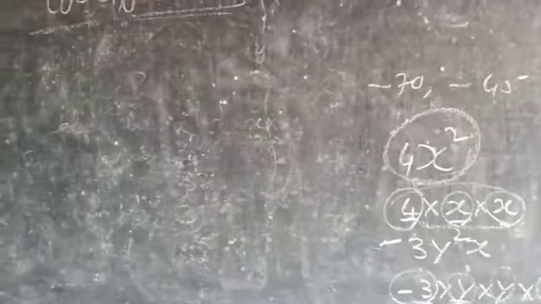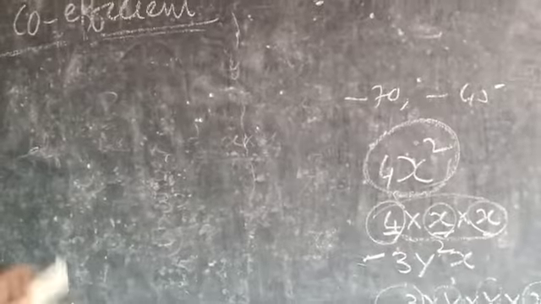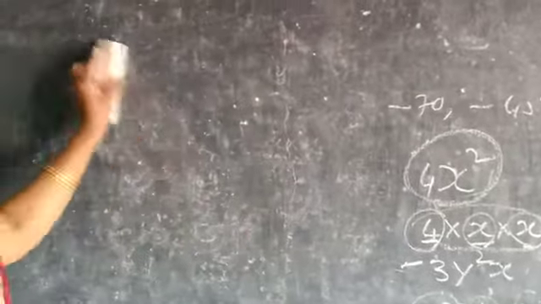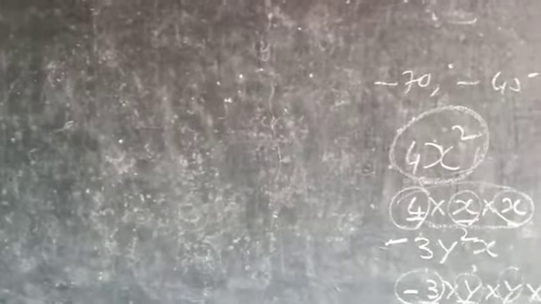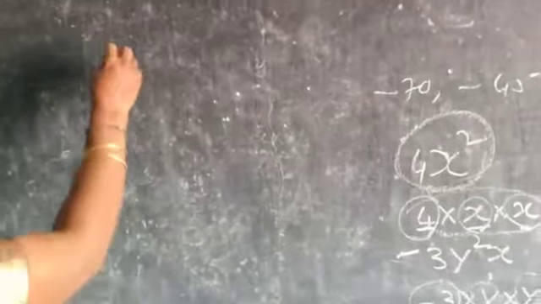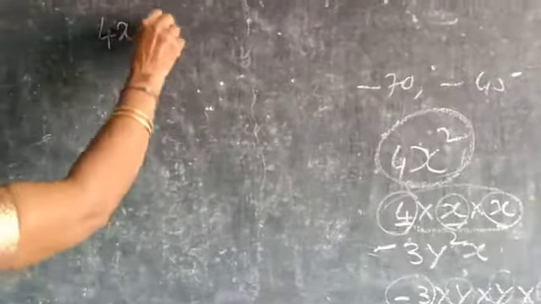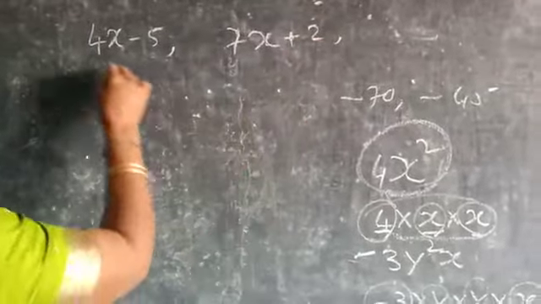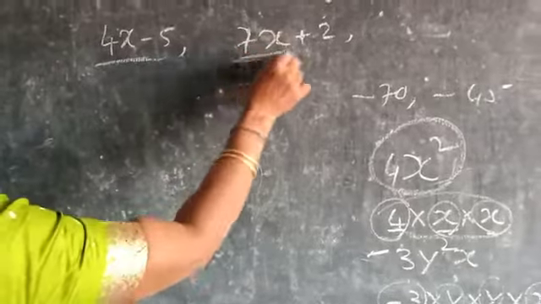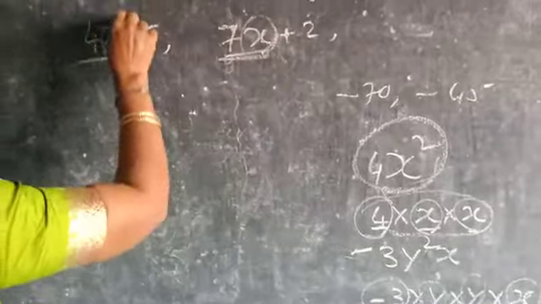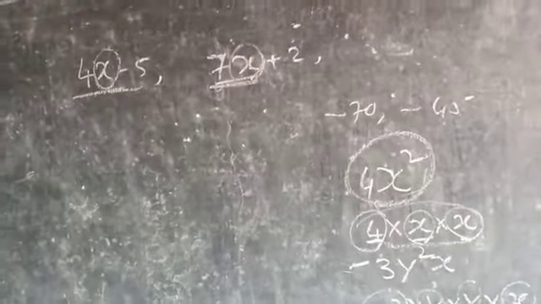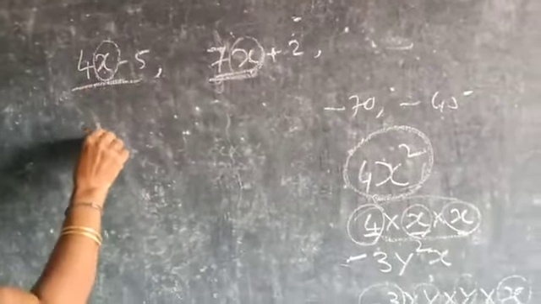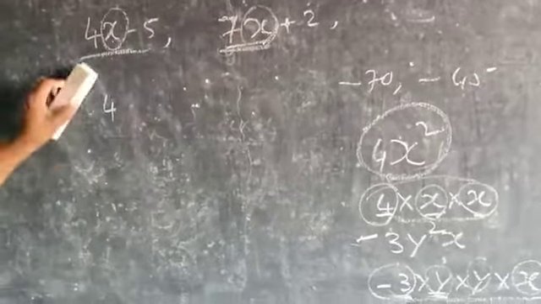Next, after coefficients, now like and unlike terms. What is the meaning of like and unlike? When the terms have the same algebraic factors, those terms are called like terms. Suppose one expression is 4x minus 5, another is 7x plus 2. Here 4x is there, and here also 7x is there. These terms have the same algebraic variable, so they are called like terms. These 4x and 7x are like terms.